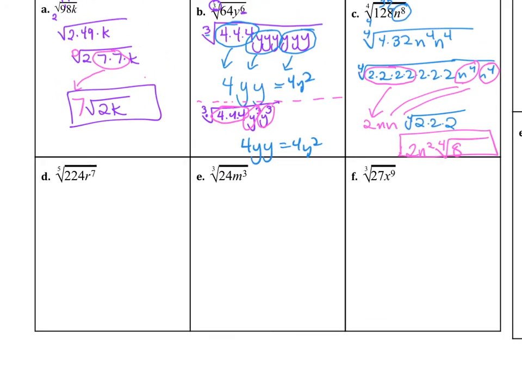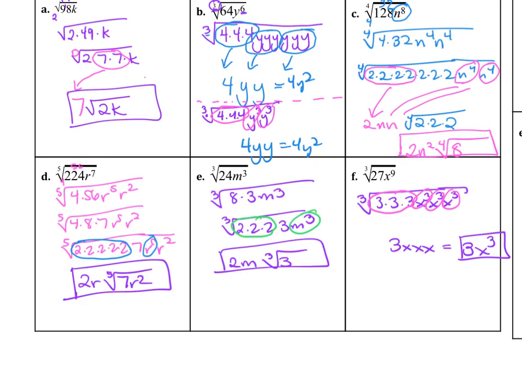So try these 3 down here. Trying this out, letter D, you should have gotten 2r, 5th root of 7r squared. Letter E, you should have gotten 2m, cube root of 3. Letter F, you get 3x cubed.